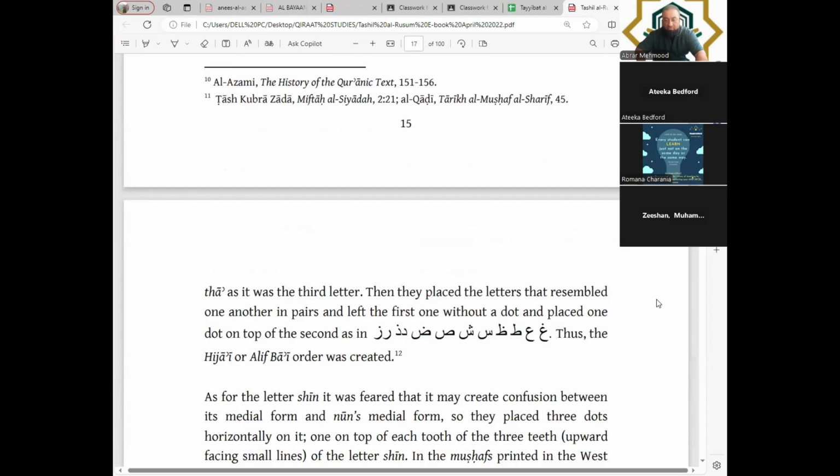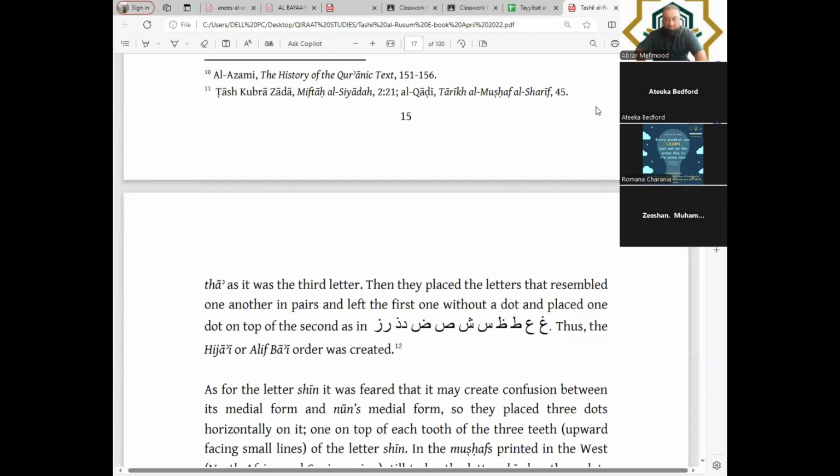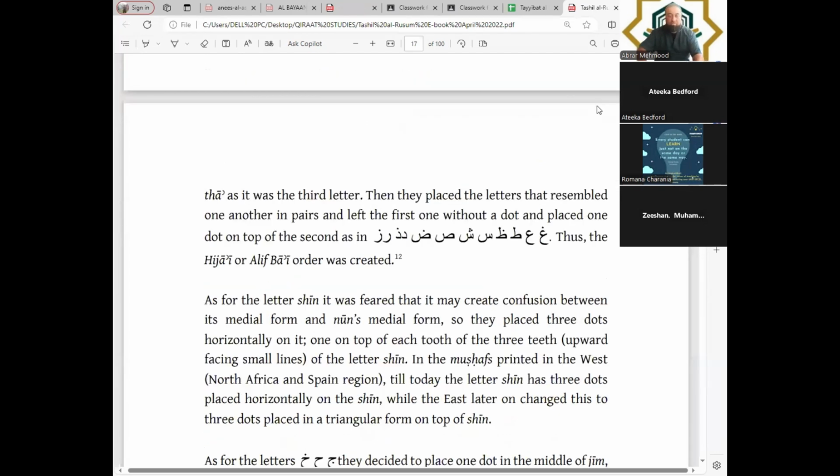Then they placed the letters that resembled one another in pairs and left the first one without a dot and placed one dot on top of the second, as in ra, za, dal, dhal, sad, dad, sin, shin, ta, za, ain, ghain. Thus, the Hijai or Alif Ba order was created.